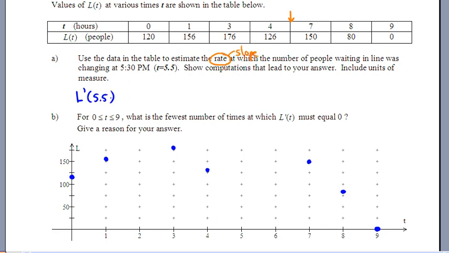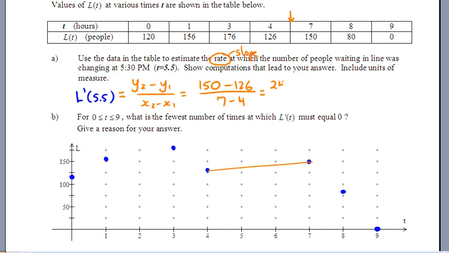Well, the best we can do for our estimate of the slope of that graph at 5.5 would be to do the slope between the 2 points that are right nearby. So let's look from 4 up to 7. That's the closest that we can work with. It's all we've got. So we're going to do nothing more than a little grade 10 slope calculation. We take a y value of 150 minus a y value of 126, all over 7 minus 4. I think this was a no calculator question too, so I should be able to do this without a calculator.